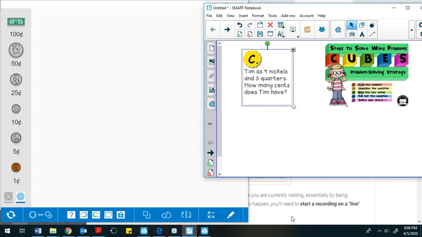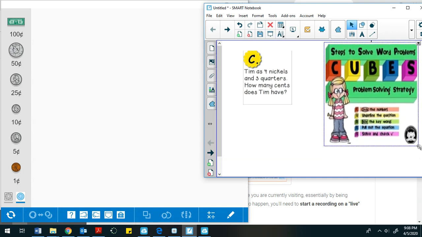This morning for math, we're going to go over a strategy to help you solve money word problems. When we solve word problems, we can use the CUBES strategy to help us solve the problems. And what CUBES means is CUBES has a list of directions. C means to circle the numbers, U means to underline the question, B, box the keywords, E, pull out an equation, and S, solve and check your answers.